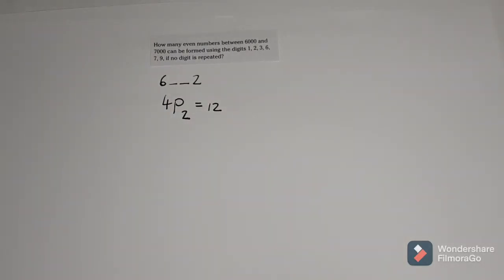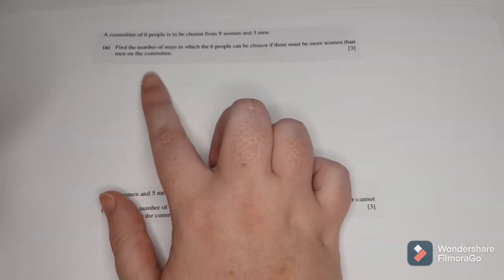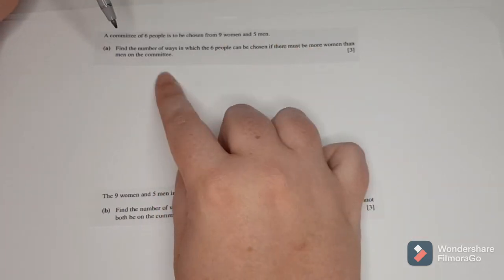So if I look at a different example, I've got a committee of 6 people to be chosen from 9 women and 5 men. We need to find the number of ways in which 6 people can be chosen if there must be more women than men on the committee. So this is just a random group of people. There's no order to it, which means I'm going to use a combination now instead of a permutation. And I need to find the ways in which we get the 6 people, but there's more women than men.